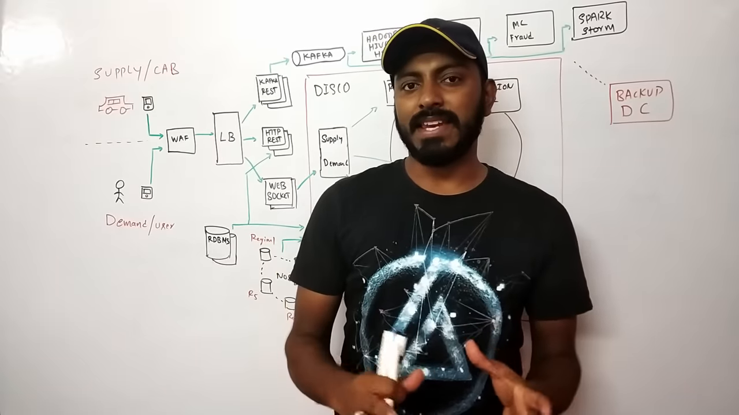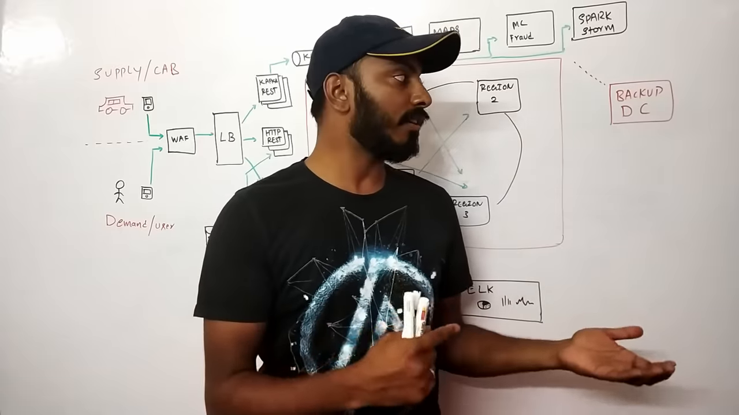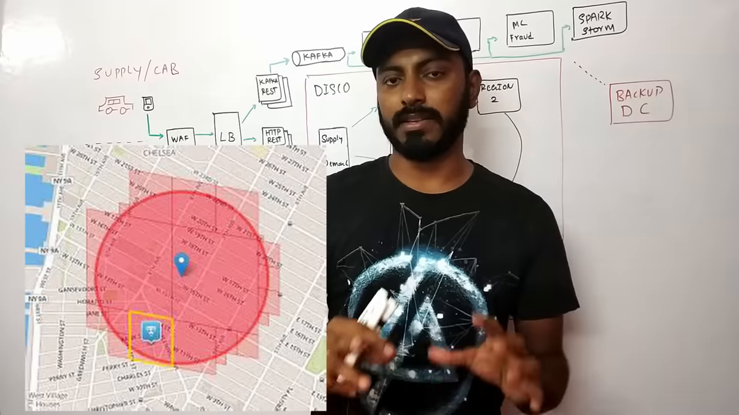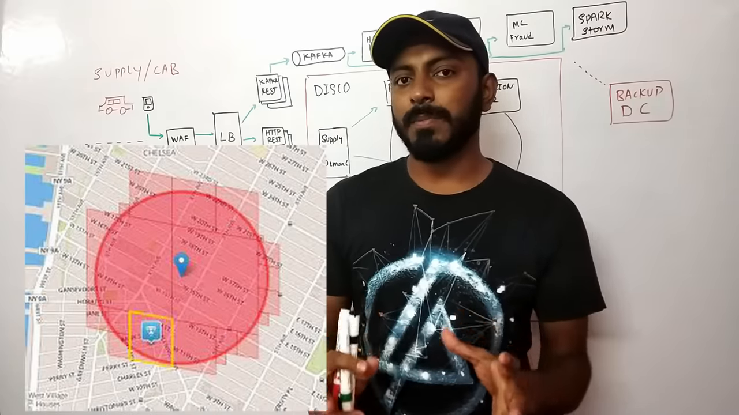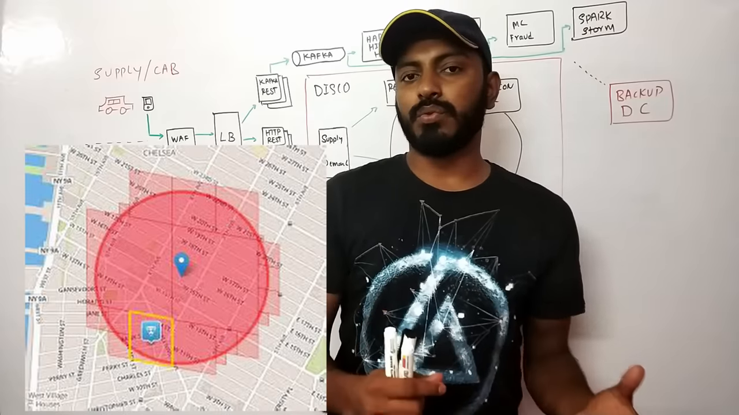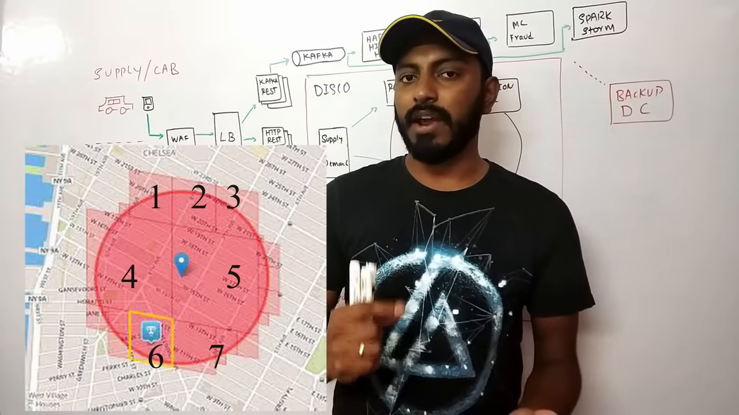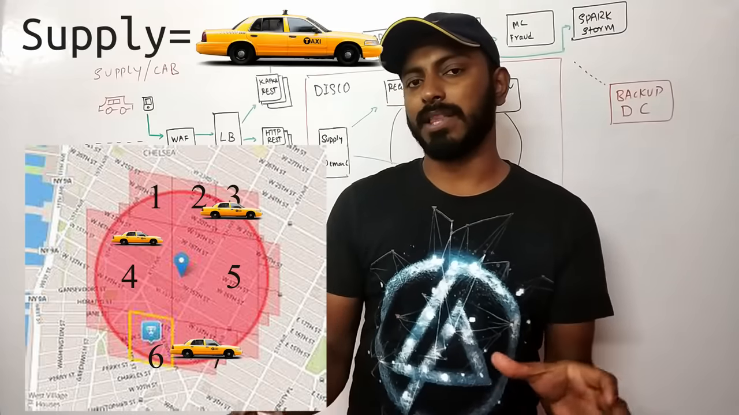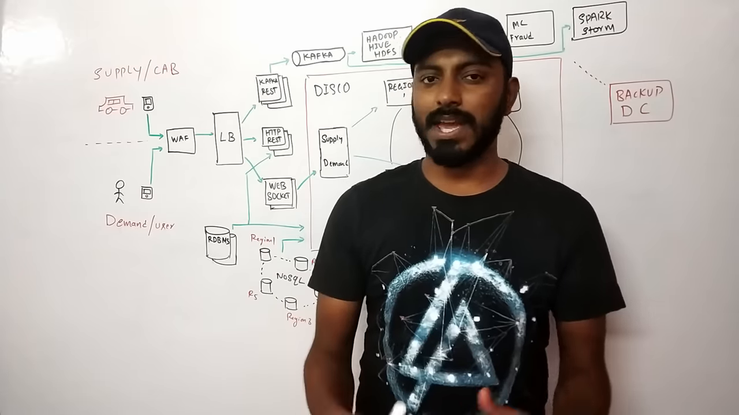Also, the S2 library can easily give you the coverage for any given shape. For example, say we want to draw a circle on the map and figure out all the supply available inside that circle. What we need to do is use the S2 library and give the radius to it. It will automatically filter out all the cells which contribute to that circle. That way we know all the cell IDs, so we can easily filter the data which belongs to those cells. That way we have the list of supply available in all the cells, and we can calculate ETA, etc.